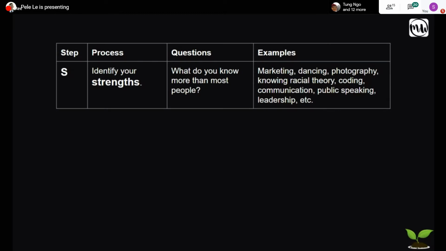So the first step with the S is strength, and that's mostly the process of identifying your strengths. A common question would be, what do you know more than most people? It can be anything in particular that you want to gauge with your audience when developing this workshop. Maybe you want to teach people some 15 second choreography in hip hop or busking or something like that. Or maybe you want to gauge their public speaking, their marketing or leadership. Just try to find that niche that you're very strong in, and then exemplify that and show it to the audience that you hopefully have in your workshop.